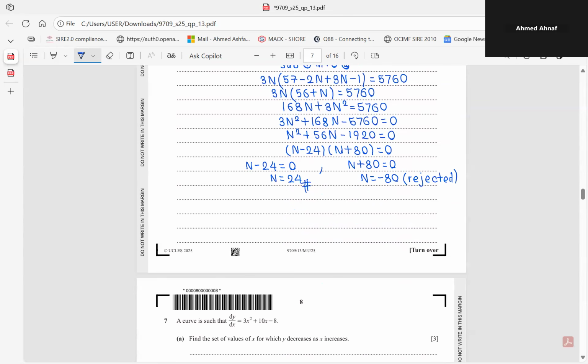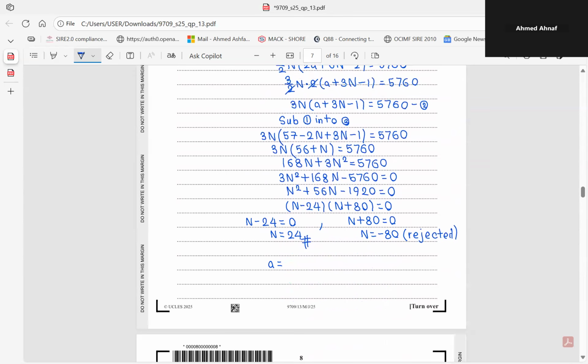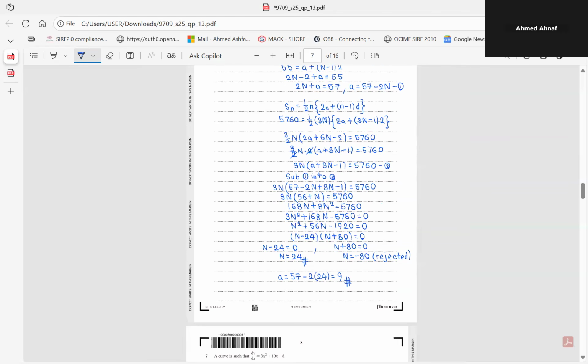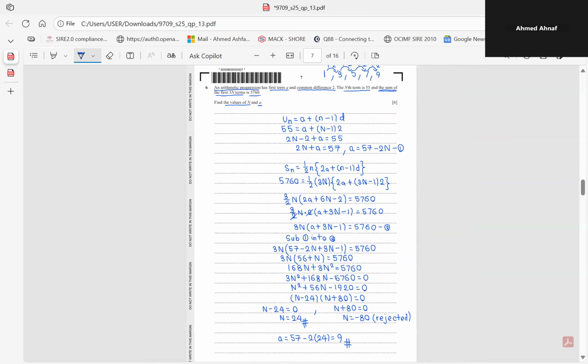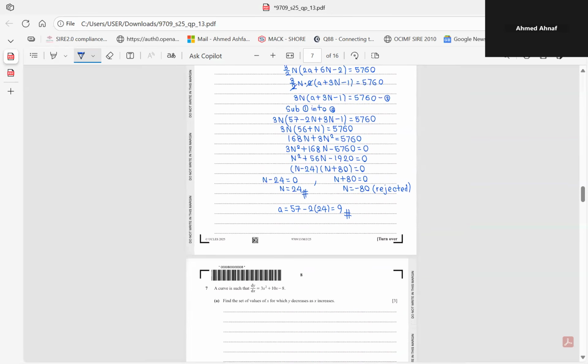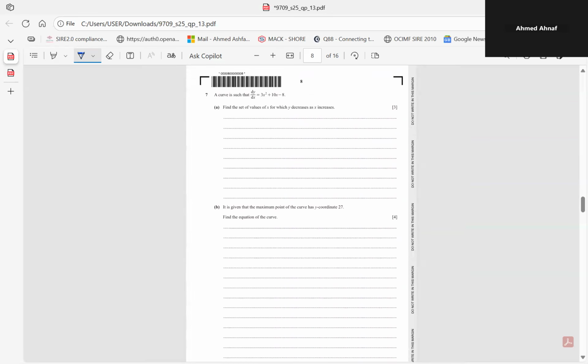And using this, we can find the value of a, which would just be 57 minus 2 times n, which is 24. Putting it into a calculator, you'll get 57 minus 2 times 24, which will give you 9. So this is our final answer. These are the final answers for these questions. Let's head on to the next question.